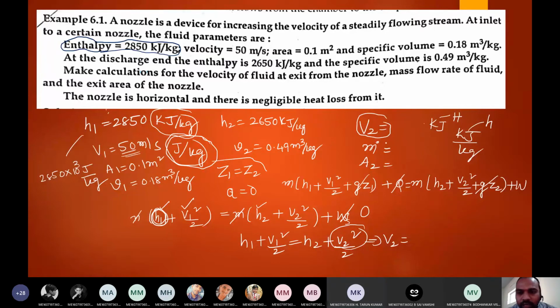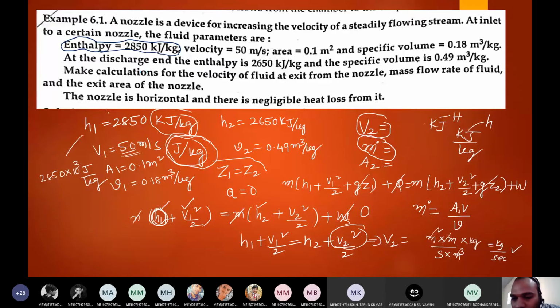Right. The second bit is mass flow rate. How to calculate mass flow rate? m equals area times velocity by specific volume. Balance the units. Area units are in meters square, velocity units are in meters per second, and specific volume means volume per mass, meter cube per kg. Then what units are you left with? Meter cube will be cancelled, and you will get kg per second. Correct, our formula is correct. Like that also you can check. So this is the mass flow rate.